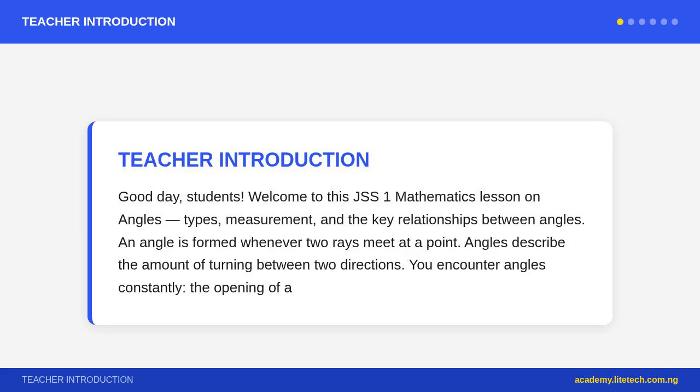Let us begin. An angle is formed when two rays, half lines, start from the same point. That point is called the vertex. The two rays are called the arms of the angle. We measure angles in degrees. A full rotation is 360 degrees.